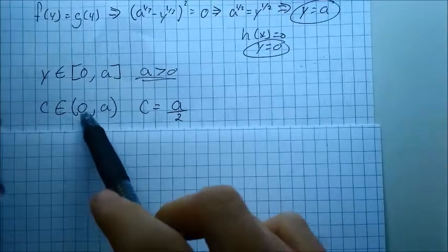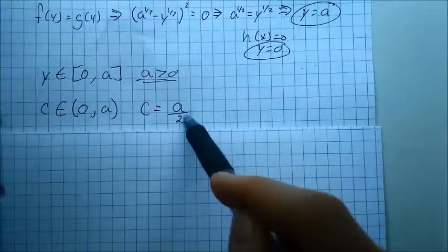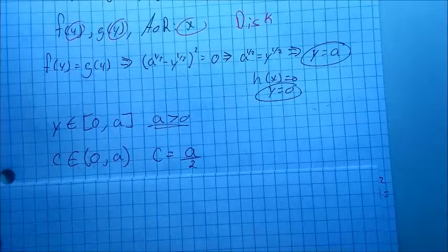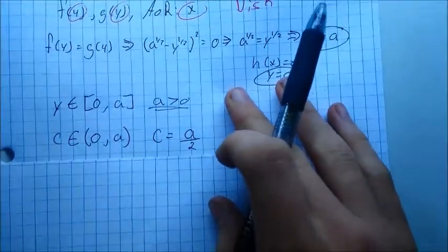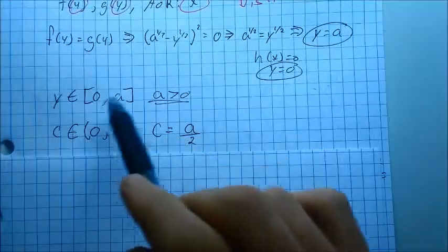So to find the average of these, we just add them. 0 plus a is just a, and then divide by 2. So a over 2 is guaranteed to be in this interval. Okay, picking up where we left off. With c equals a over 2, we need to plug this in to f of y and into g of y.